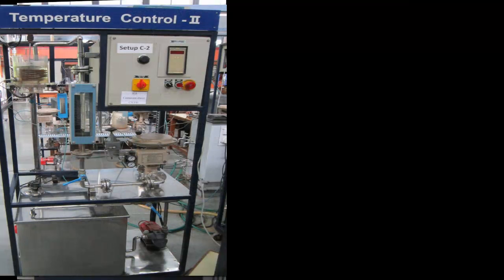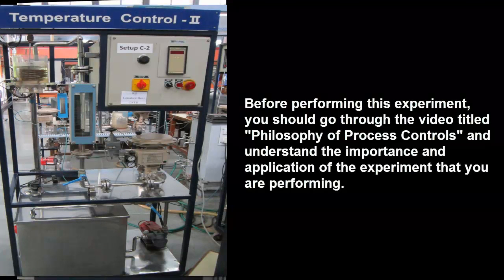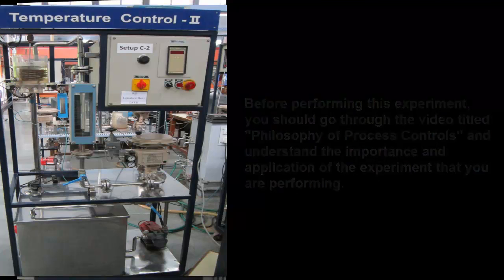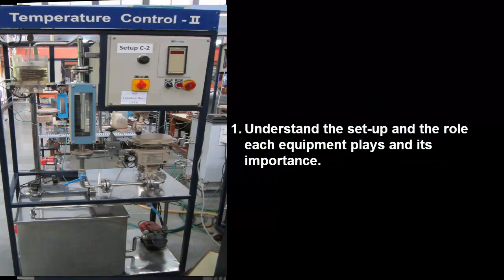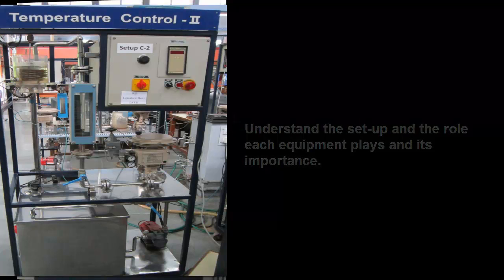Let us now talk about the procedure to be followed when performing this experiment. Before performing this experiment, you should go through the video titled Philosophy of Process Controls and understand the importance and application of the experiment that you are performing. Now go ahead and understand the setup and the role each equipment plays and its importance. It is very crucial to realize how each equipment functions and the effects they have on the outcome of the experiment. You may be asked to explain the same by the faculty or the TAs.